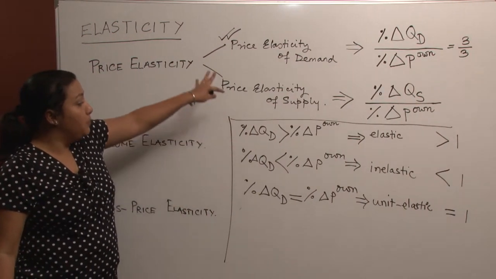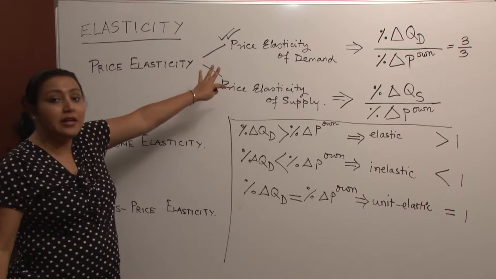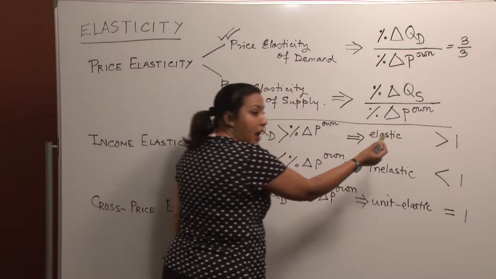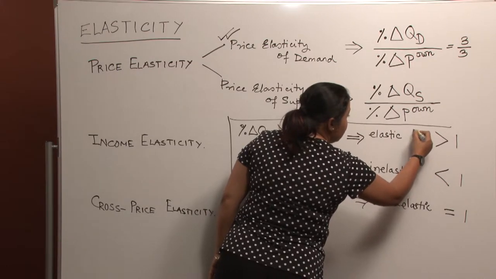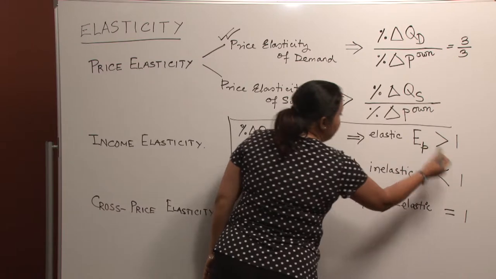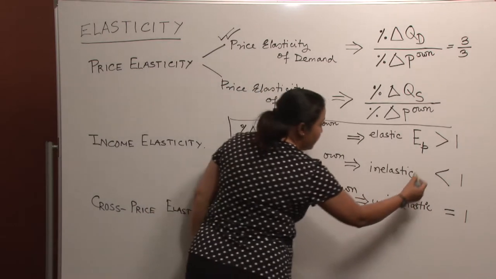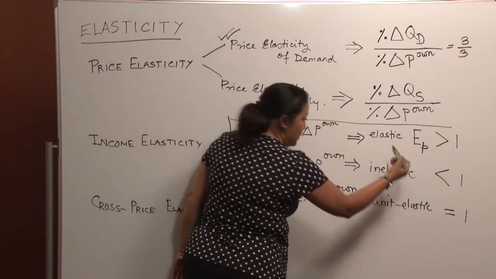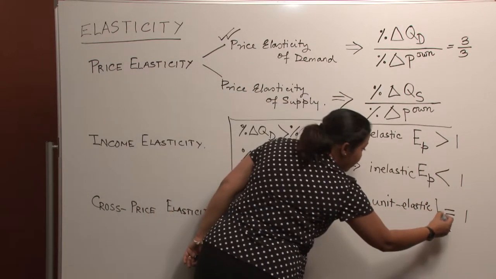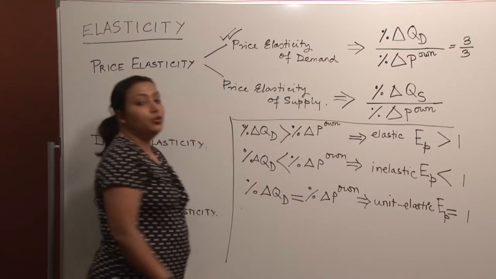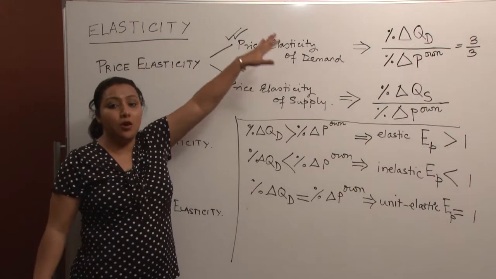So for demand, when the price elasticity of demand is elastic, you have a numerical value for elasticity greater than 1, and the price elasticity of demand is denoted by EP. So EP is greater than 1 for elastic commodities, EP is less than 1 for inelastic commodities, and EP is exactly equal to 1 for unit elastic commodities, where EP stands for the price elasticity of demand.